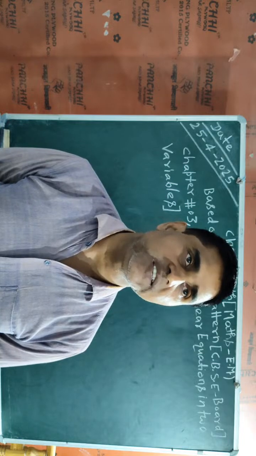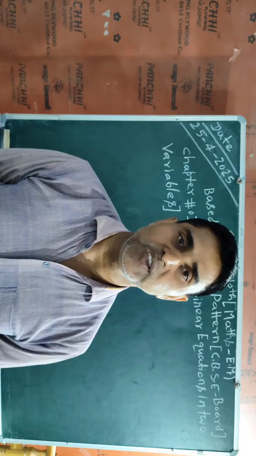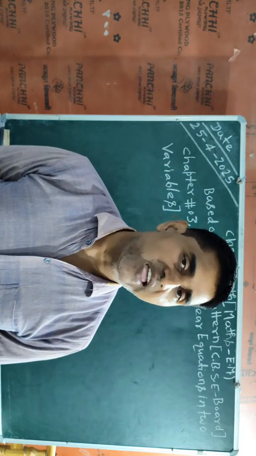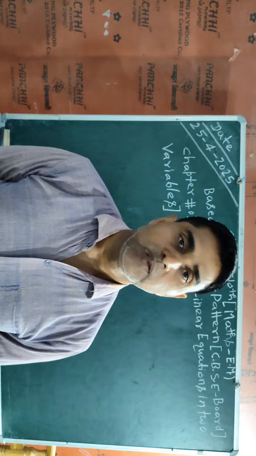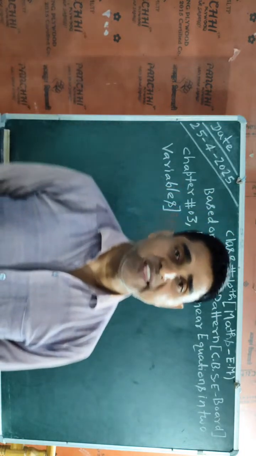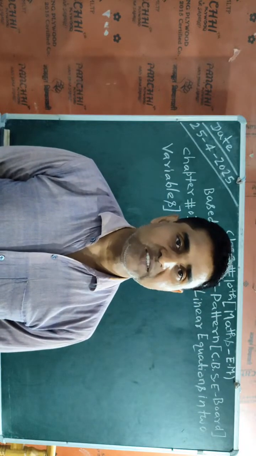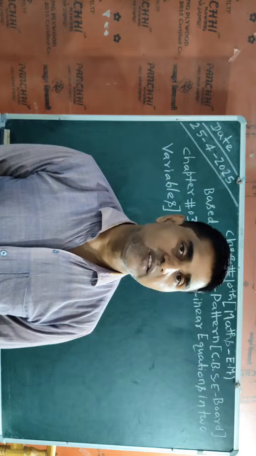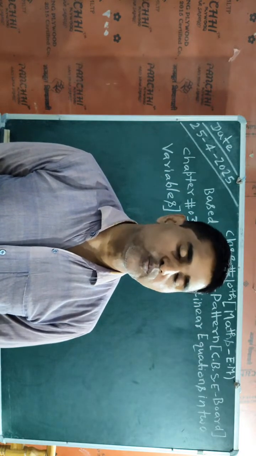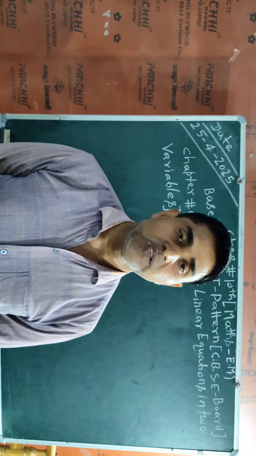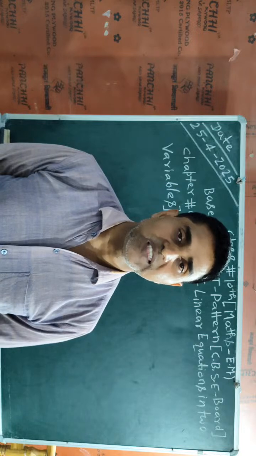Topic name is pair of linear equations in two variables. Yesterday I have already explained its theory. So I have taken two linear equations and I have got the slope of first linear equation and also the slope of second linear equation. On the basis of slope, I have defined three cases.